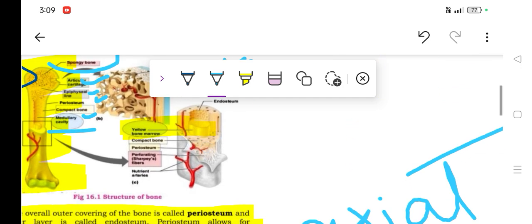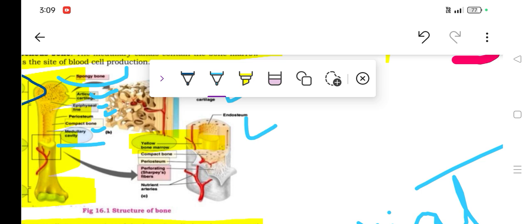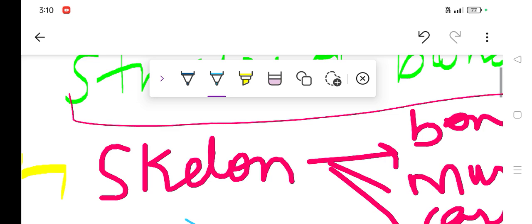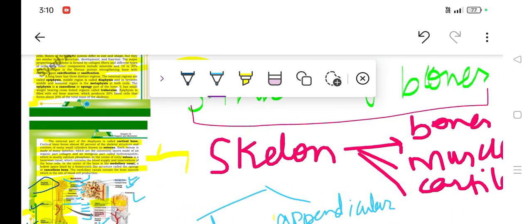The inner one is called the endosteum. We have yellow bone marrow in the middle, then compact bone, with the periosteum as the outer layer. We have perforating Sharpey's fibers as well, and nutrient arteries. So this was all about the bone, a detailed one-shot video. I hope it was very clear.